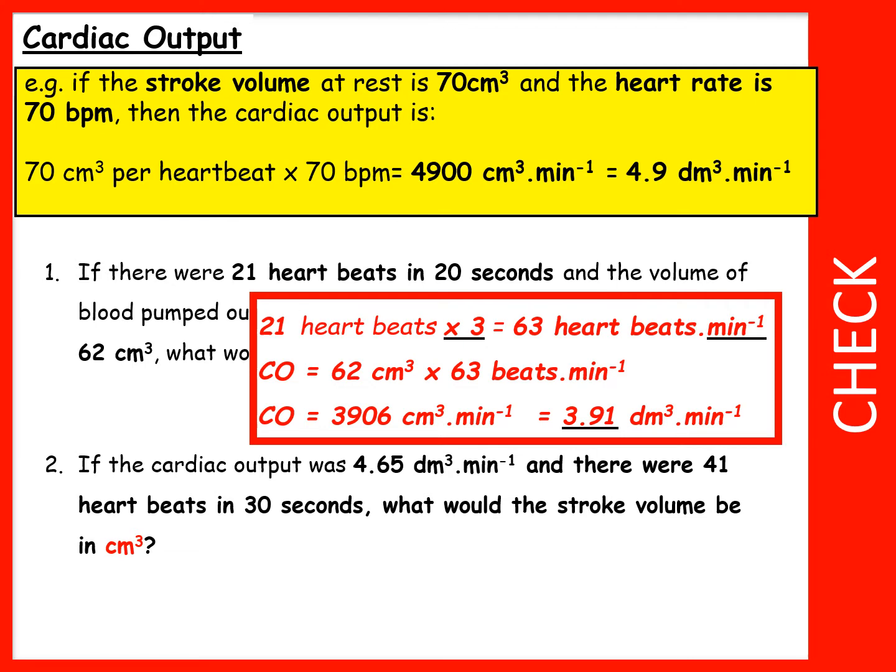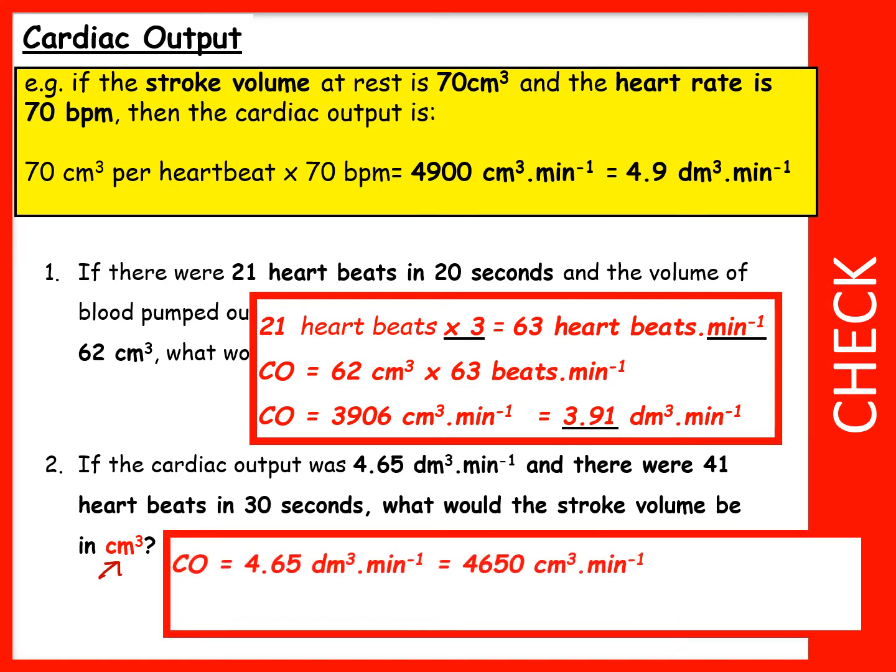Now the second question then says if the cardiac output is 4.65 decimetre cubed per minute, and there were 41 heartbeats in 30 seconds, what would the stroke volume be in centimetre cubed? So because it's asking for centimetre cubed, we might want to convert decimetre cubed to centimetre cubed. So the cardiac output, we would times by 1,000 to go from decimetre cubed to centimetre cubed, and that's obviously per minute. And there's 82 heartbeats in 1 minute, because there's 41 in 30 seconds.